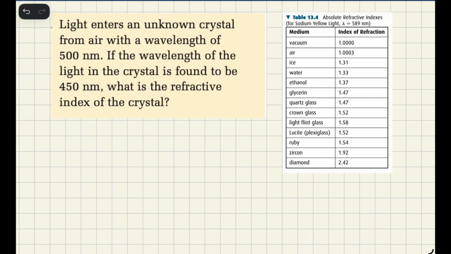Now for this next one, I want you to pause the video and try this out yourself, then unpause it and see if you got something similar or the same answer as the solution.